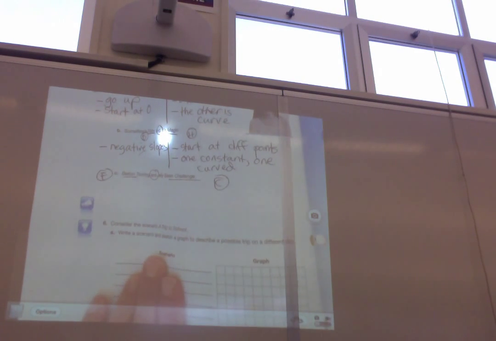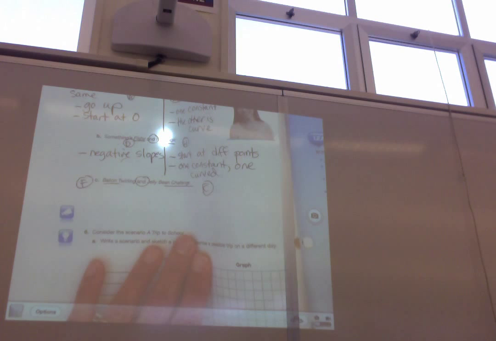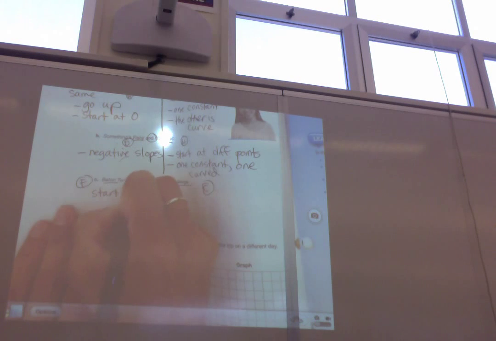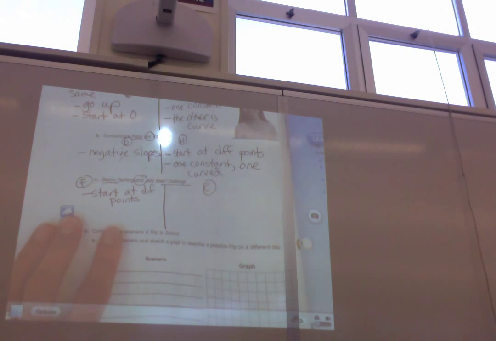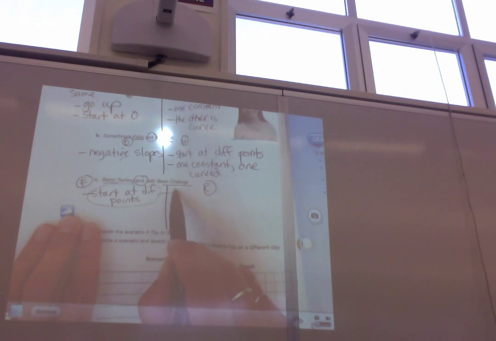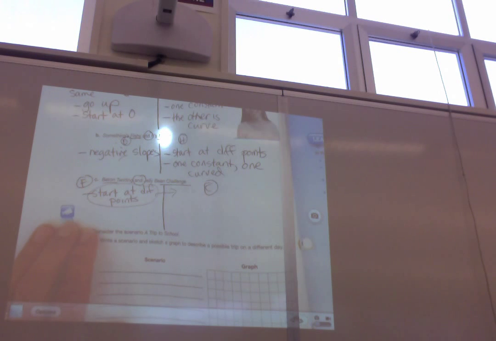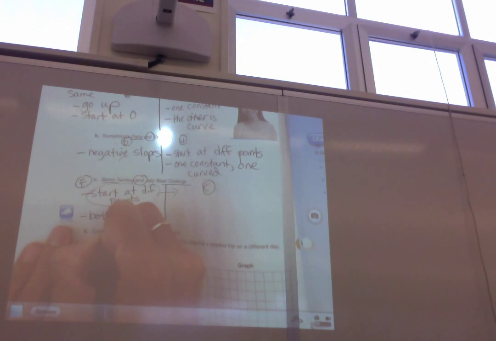Somebody from these two tables. Mr. Teodoro. Start at different points. Okay. Oh, I put that on the same side. Sorry. It's okay. That's a difference. What's the same? Christian. Both change directions.